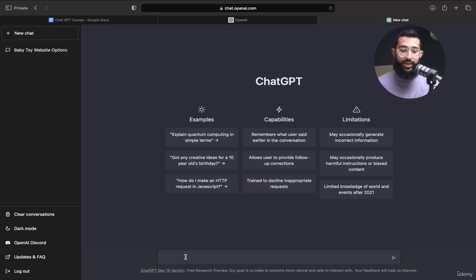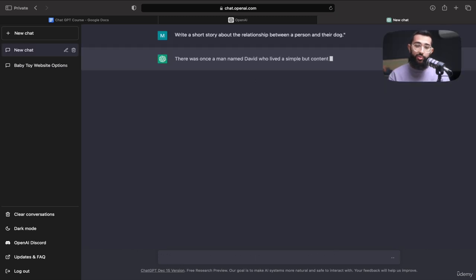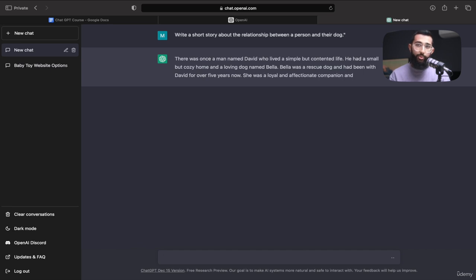Now, depending on what response you want, you will go for either an abstract or a very concrete and precise prompt. So if I want ChatGPT to be a lot more creative and give me more of an open-ended response, I will be a lot more abstract. So now, as an example, if I was to jump into ChatGPT and put in the prompt, write a short story about the relationship between a person and their dog. Now that's super abstract, and what it's going to do is put together a story just given those two bits of information.